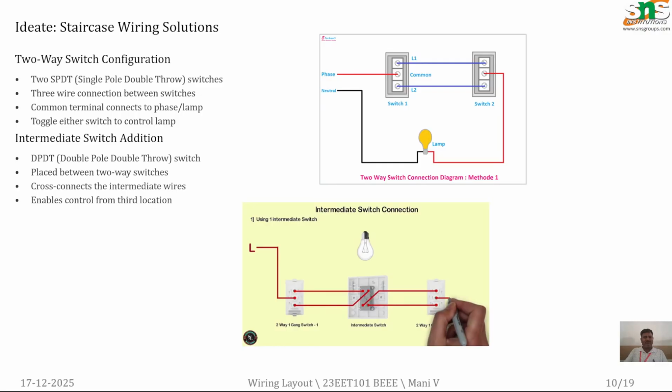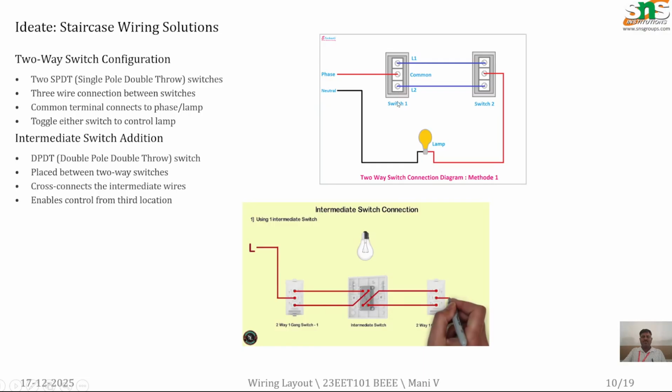And for the staircase wiring system, we use two-way switches. One is on the ground floor, another one is on the first floor. The phase is connected to the center terminal of the first switch, the center terminal of the second switch is connected to the load, and the other point of the load is connected to the neutral. Okay, so this is the connection diagram.